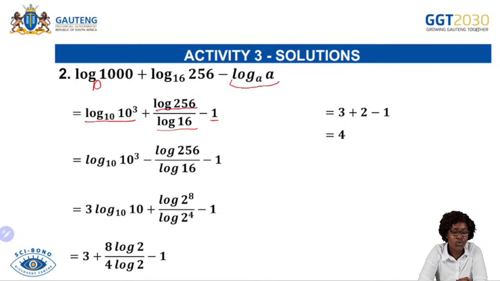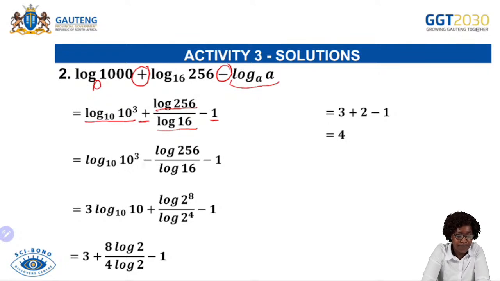The log of a to base a simplifies to 1. Please take note, you do not change the signs that we have there. The addition and the subtraction sign remain in the next calculation as addition and subtraction. Because if you do this, grade 11s, you are going to end up with the wrong solution.